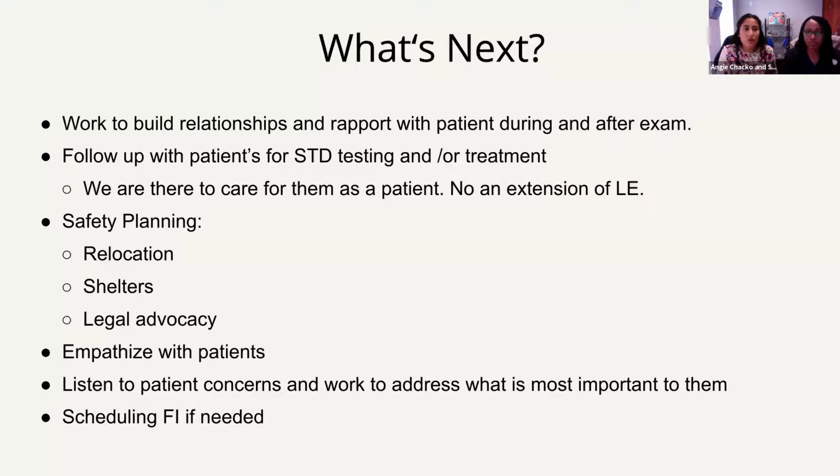Okay, so what's next? So during the exam as well as after, but especially when we first walk in that door, we're trying to build a relationship with that patient. We're trying to make them feel comfortable, make them feel a little bit of trust towards me, that I'm there not just to do what I need to do and get out, that I'm there to listen, that I'm there to make sure that they are taken care of holistically, like mentally, physically, emotionally. So we work to build relationships and rapport with the patient during and after the exam.